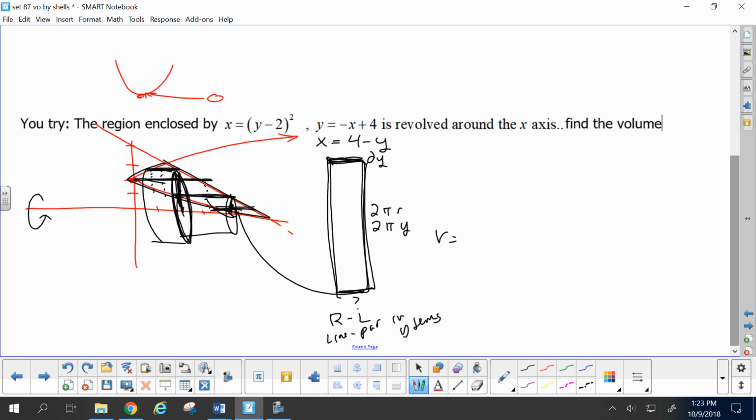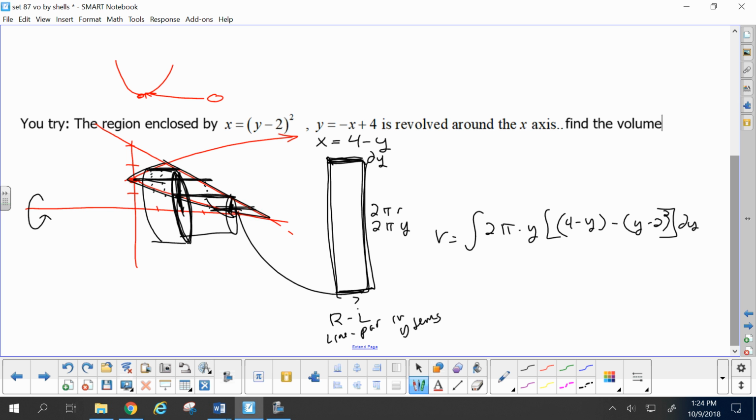So line minus parabola in y terms. Now I'm ready to go to my calculus. Volume is 2 pi y, and that crazy horizontal distance is right minus left, and closing in parentheses, so I make sure I subtract the whole thing. What is right? 4 minus y. What's left? Y minus 2 squared. dy. Limits of integration. Uh-oh. I do not know the limits of integration.